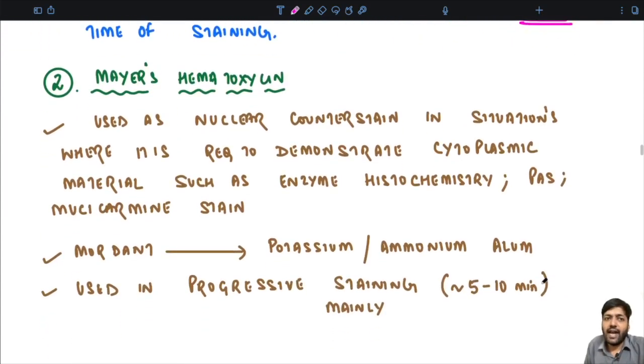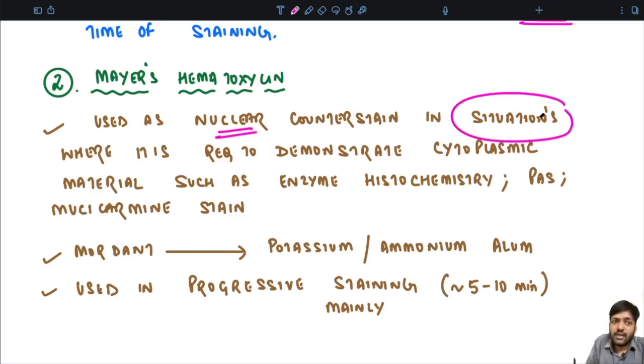Apart from that, we have the Mayer's hematoxylin. Remember, the Mayer's hematoxylin is used as a nuclear counter stain in situations where it is required to demonstrate cytoplasmic material, such as enzyme histochemistry, or while carrying out PAS staining, or in case of mucicarmine stain.